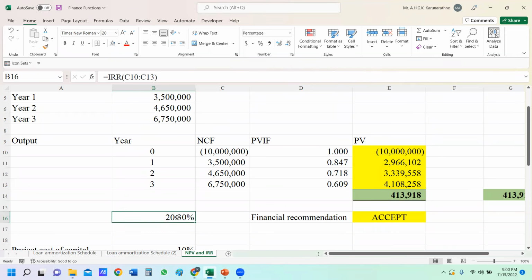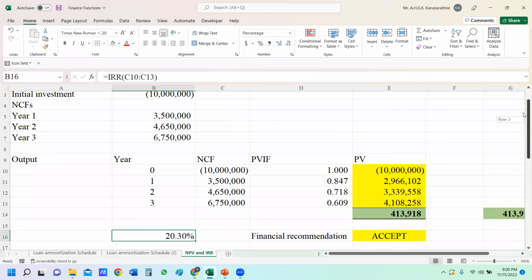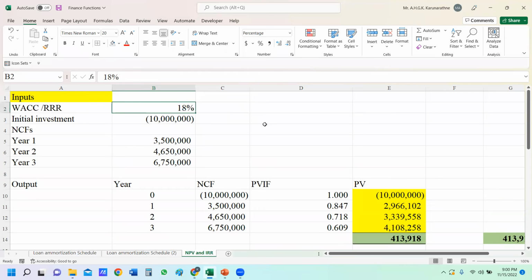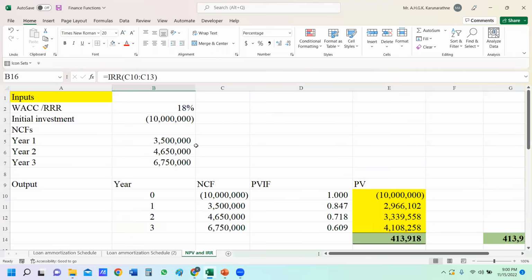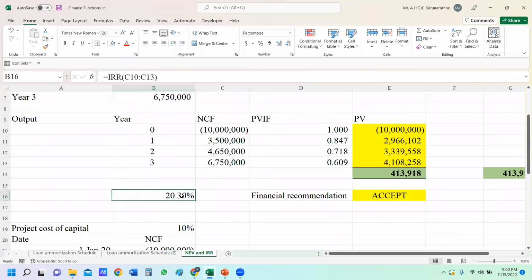So what is your decision? The project yield is 20%, the investor required rate is 18%. So this investor will definitely be happy about this project, because the investor required rate is 18% and the project gives 20%.